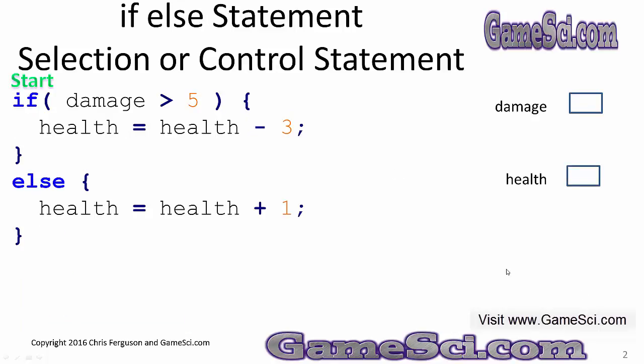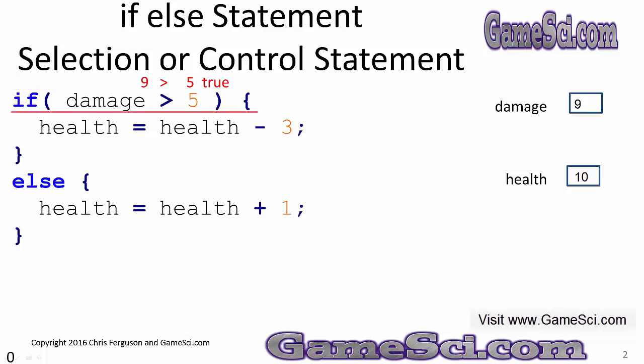Again, the if-else statement is a selection or control statement. Some computer science textbooks call these selection statements because it selects which code to execute. Other books call them control statements because they control the path the program takes. Either way, selection or control statement, the if-else statement is a two-way decision. You have two different options for the code to execute, and the best way to see it is by tracing the code.